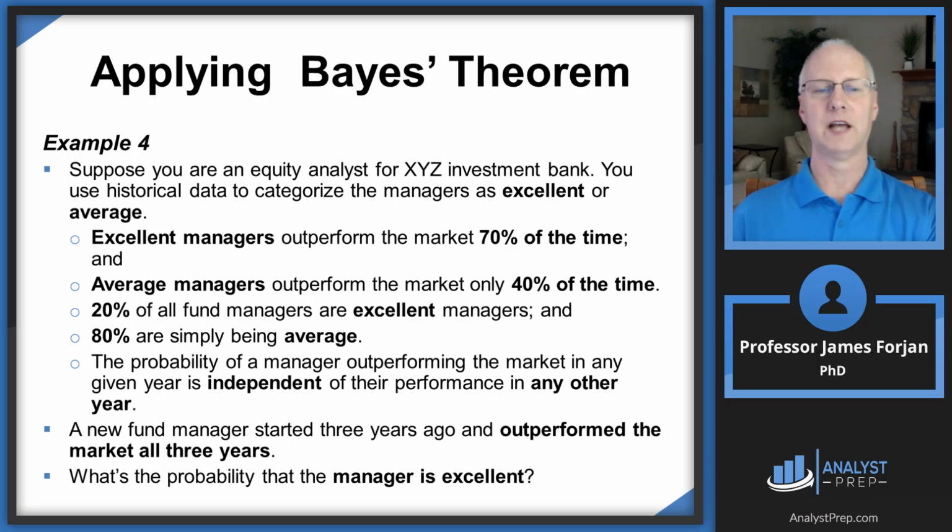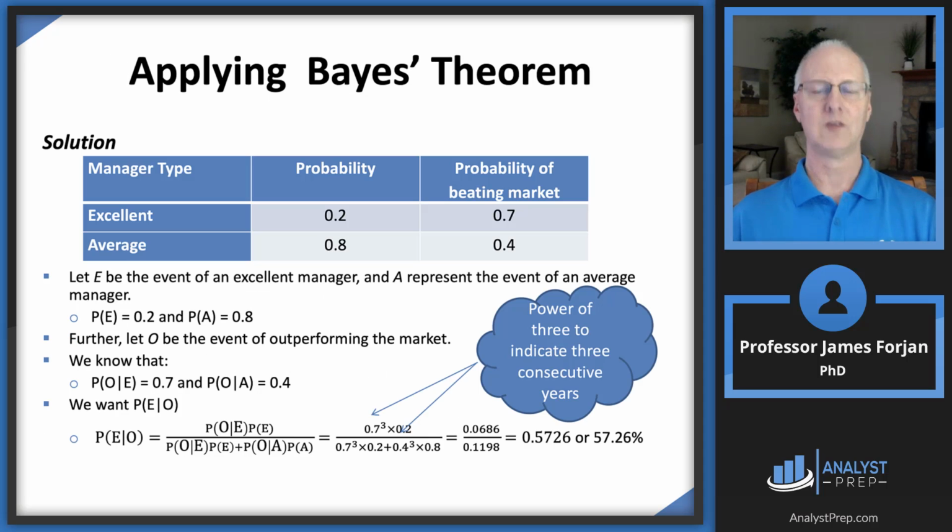All right, so let's take a look at a new fund manager, which started 3 years ago, and this fund manager outperformed the market all 3 years. So what is the probability that the manager is excellent? All right, so let's put together that table. We've got down the left-hand column, excellent and average, and there's the probabilities, 20 and 80, and then probability of beating the market. And so let's go ahead and just apply those probabilities into the numerator and the denominator.